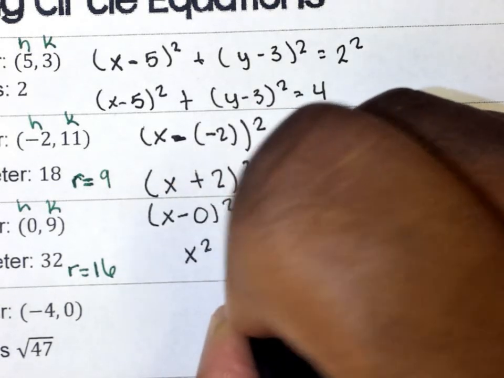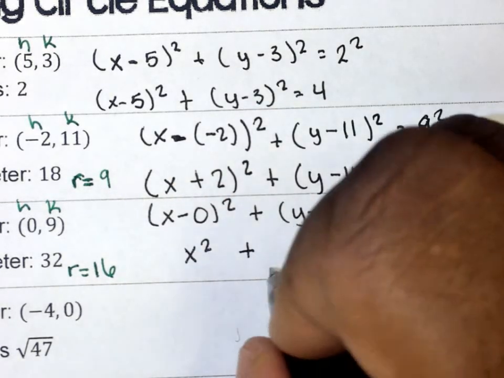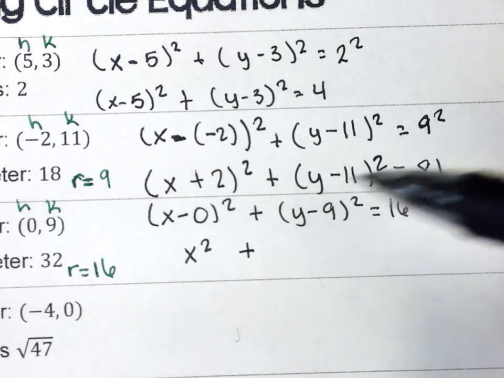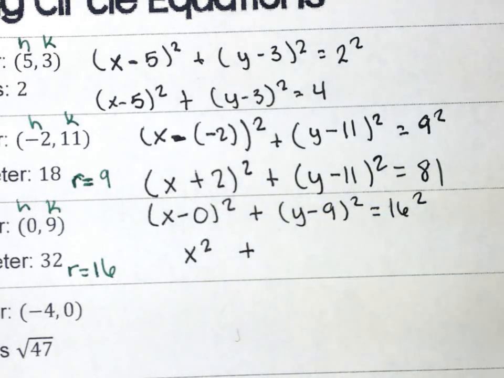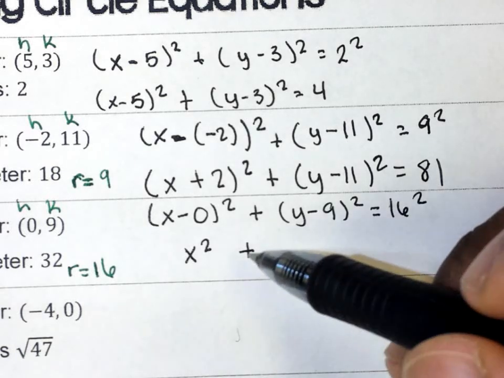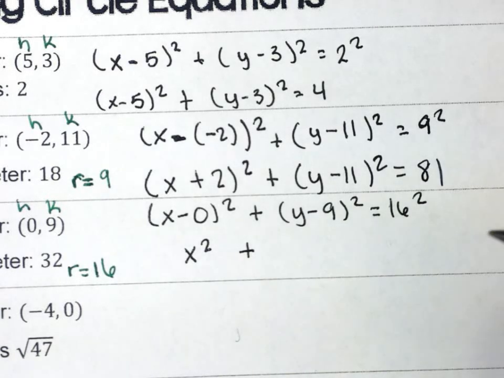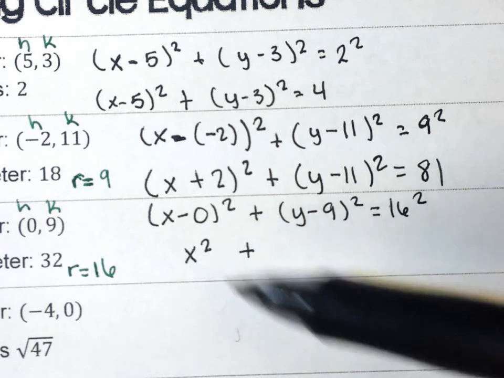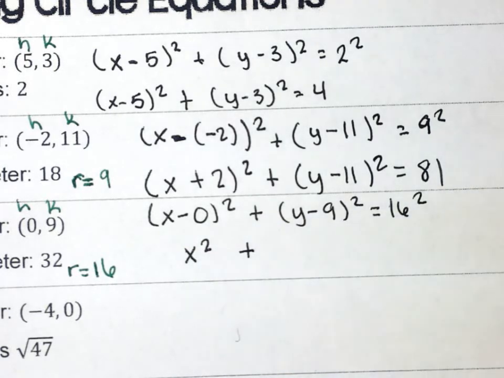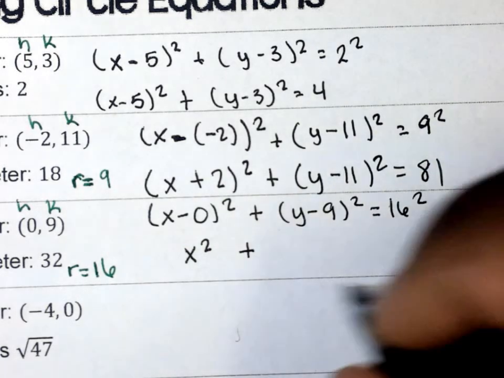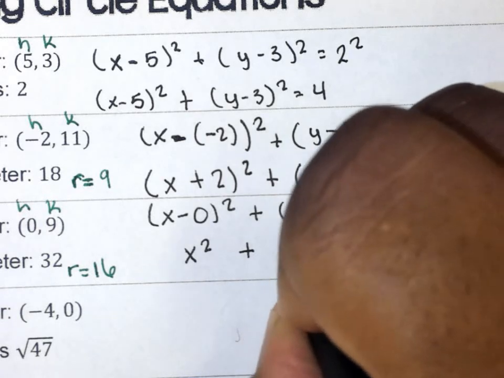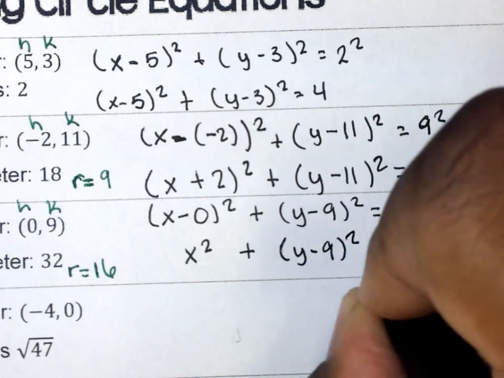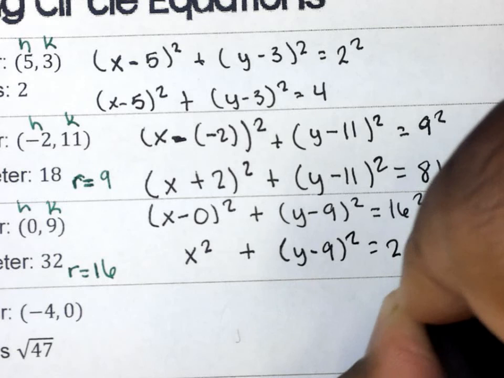x squared plus, oh yeah, so here, we would never write x minus 0, or we'll never write x plus 0. There's no need to. So if your h or your k is 0, we're just going to make that x squared, or if it's the k that's 0, it's going to be y squared. So x^2 + (y - 9)^2 = 256.